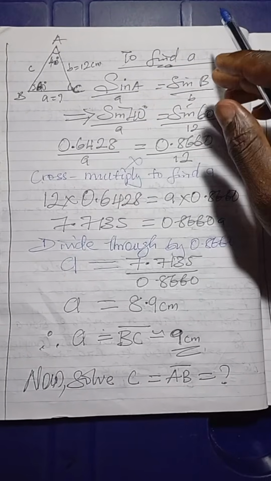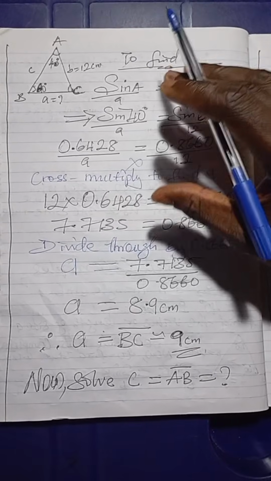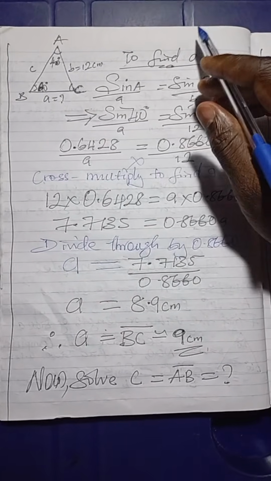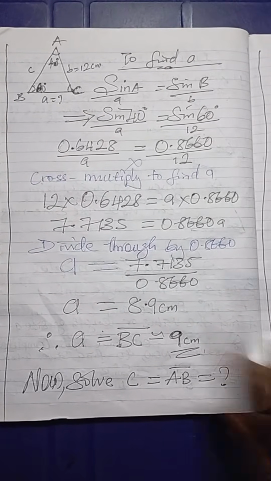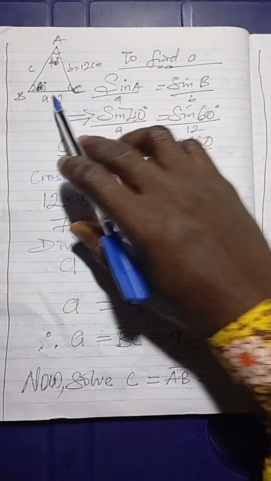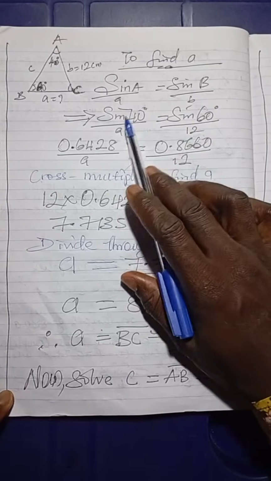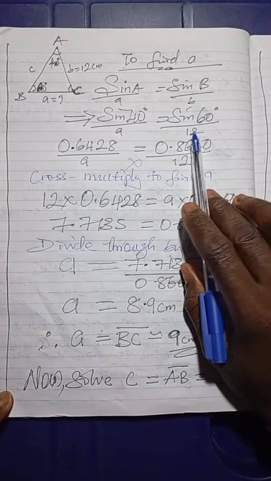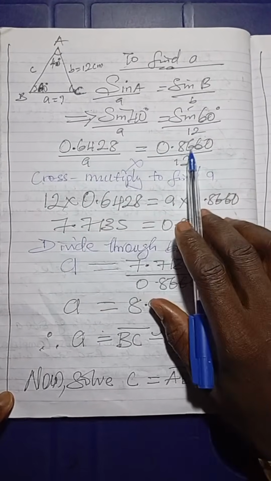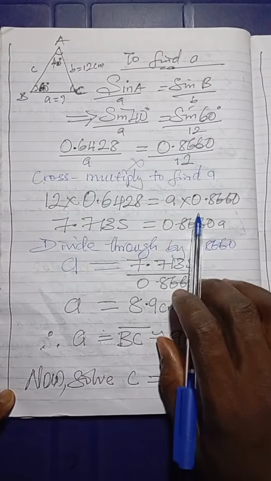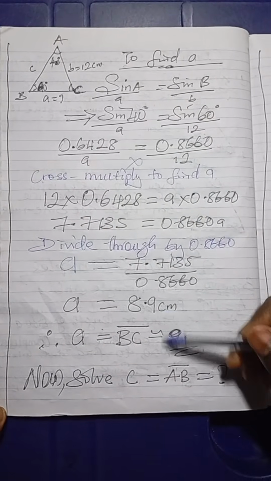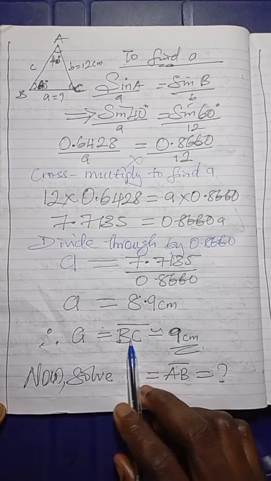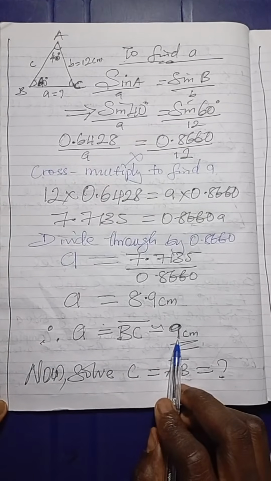So just equate the particular side with that side that is complete already. Yes, so B is complete. So I will equate A with respect to this B. So that's why we had sine A equals sine B. Put your A, which is 40, put your B, which is 60. Then find the value. Sine 40 is this, sine 60 is this. Cross multiply and have A as 8.9. Then we approximated it to the nearest cm to have BC, which is our A, as 9 cm.